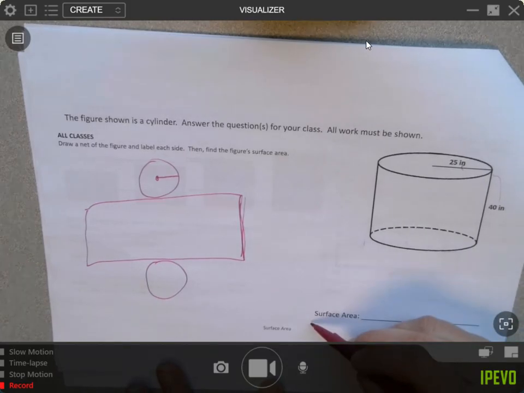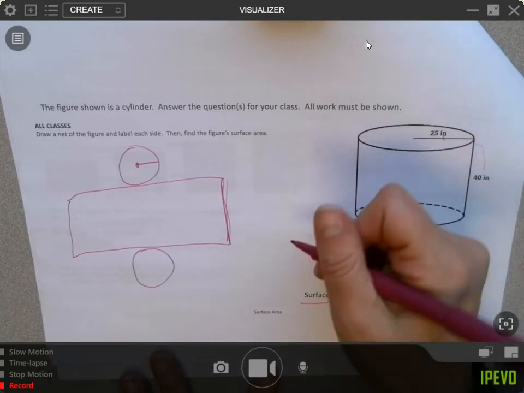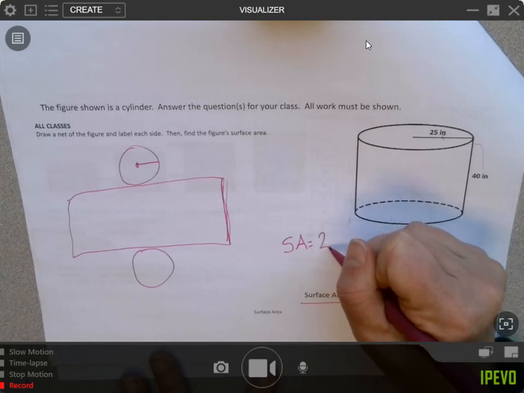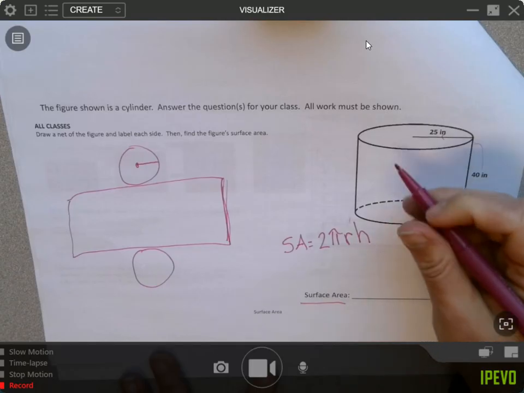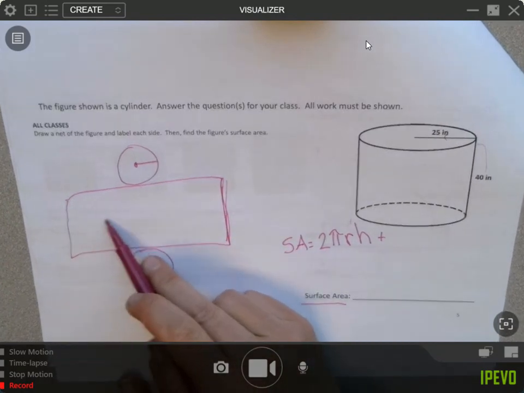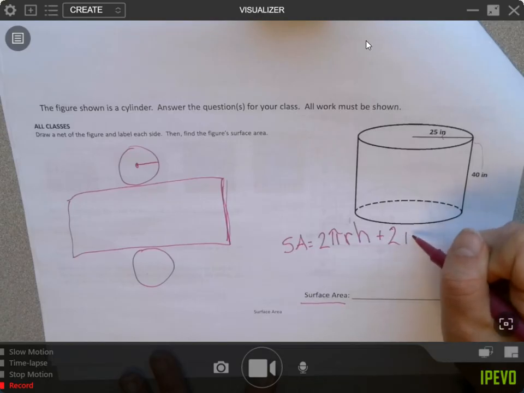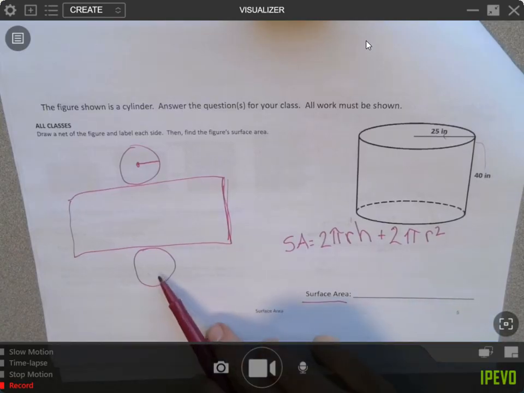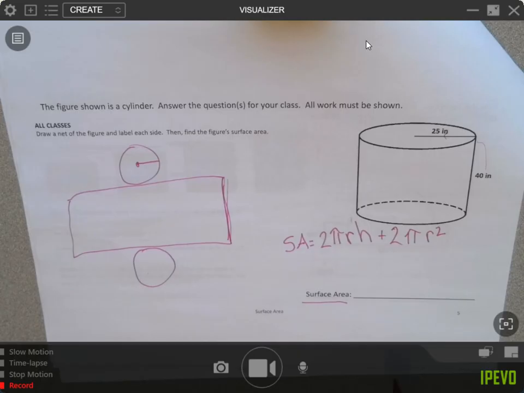Now to find the surface area, I'm going to write it up here. We have a formula for the surface area of a cylinder. It's 2 times pi times the radius times the height plus our 2 circles. So this part is telling me this area. Then we have our 2 circles, so 2 times pi r squared. So it's the area of a circle times 2 because there's 2 circles. So we use that formula to find our surface area.